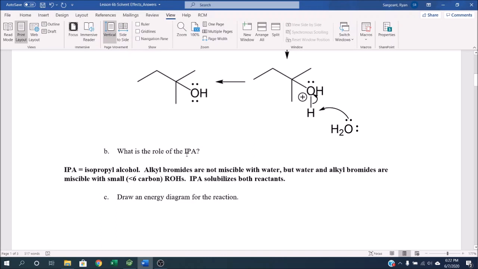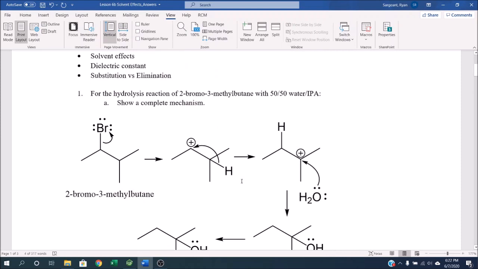Let's ask now what the role of isopropyl alcohol is, and IPA is a common abbreviation for isopropyl alcohol. You need to recognize that when you see it if you're going to play the game of organic chemistry. One of the problems, and you might have thought about this, is a solvolysis reaction, and that means we're mixing this alkyl halide in water as a solvent. But from the solubility rules that we learned in the last chapter, alkyl bromides, in fact all alkyl halides, are never soluble in water. So how can we solvate an alkyl halide in water if it's not soluble in water?